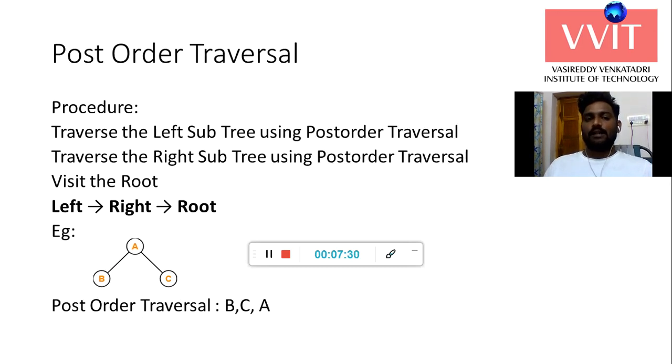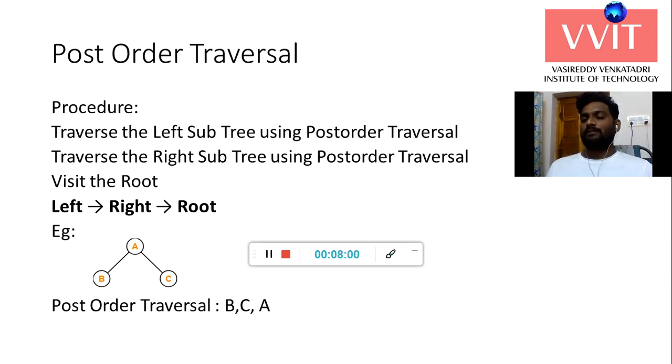And next, the third and last technique is post-order traversal. In post-order traversal, how do we visit each node in a binary tree exactly once? What is the procedure of post-order traversal? In this traversal method, first visit the left subtree of the node, then visit the right subtree of the node, and finally visit the root node.